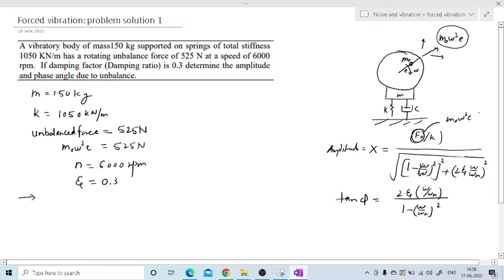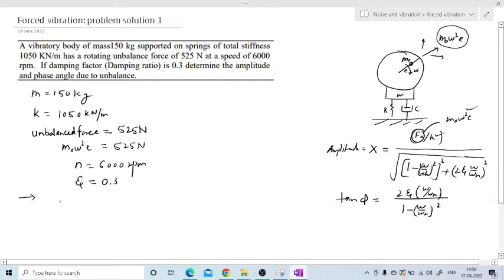To solve, they have given the m naught omega square e, they have given the value of k. Here we have k, that is the stiffness. Here we have m naught omega square e. So this numerator is given. Now think about the denominator. In the denominator we have the value of omega and omega n. So here they have not given omega and omega n. So initially we will determine the value of omega and omega n.